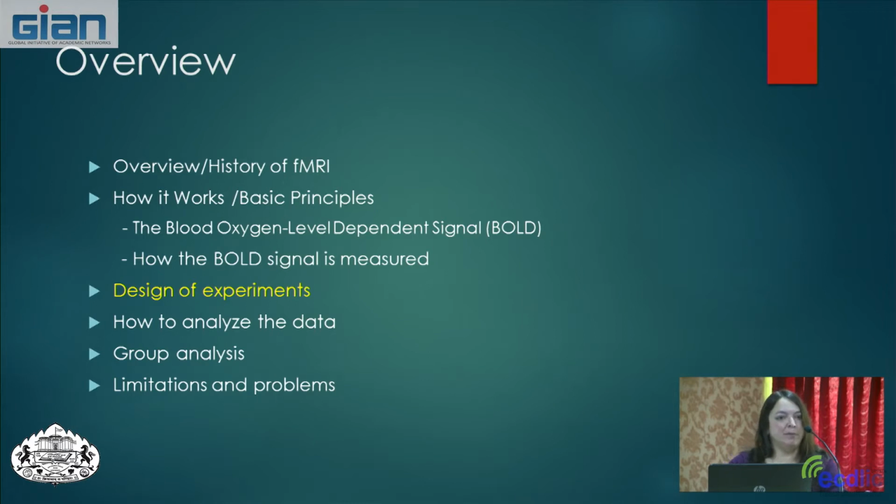Okay, so that's how we measure the BOLD signal. Now we're going to look at how some of the experiments are designed and how these are used to try to get as good data as we can.